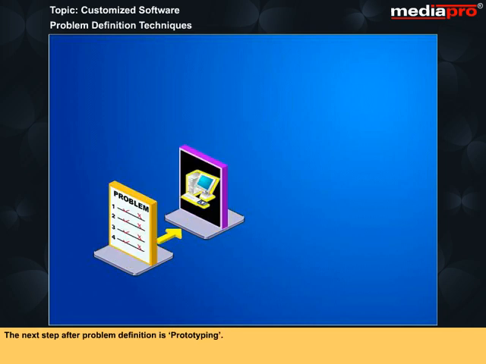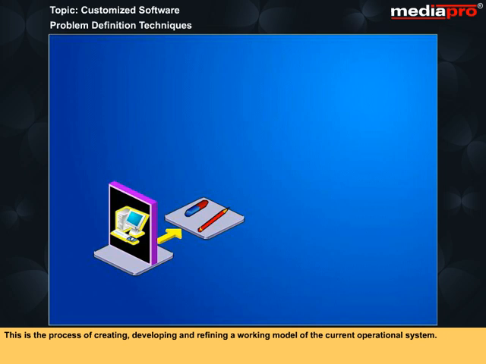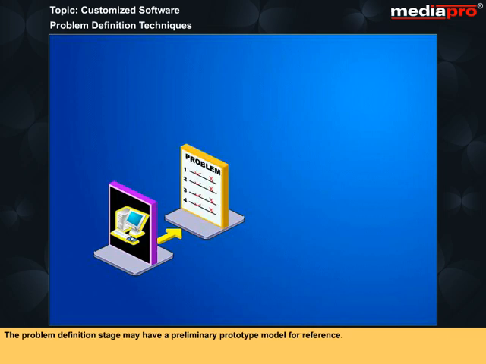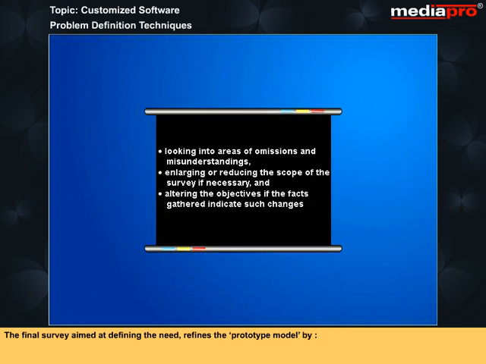The next step after problem definition is prototyping. This is the process of creating, developing and refining a working model of the current operational system. The problem definition stage may have a preliminary prototype model for reference. The final survey aimed at defining the need refines the prototype model.